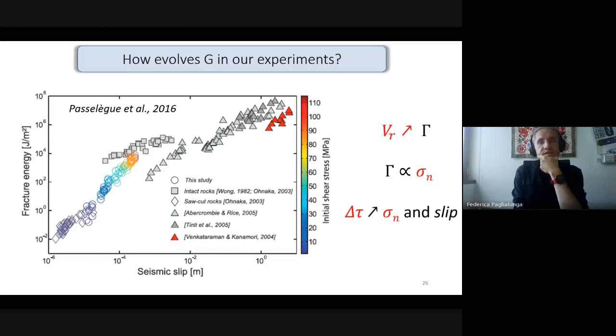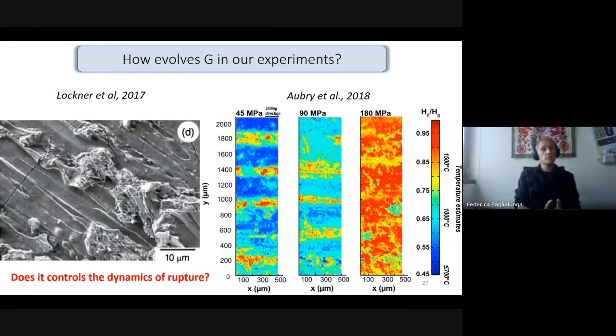The interesting thing is that in that case, our energy release rate, let's say the breakdown work, was a function of the normal stress acting on the fault. If we increase the normal stress acting on the fault, we induce a larger slip during the event, and we also increase the stress drop during the event. The problem is that this breakdown work in that case was mostly related to the activation of a weakening mechanism along the fault. Notably, when you induce stick-slip events at very high stress along the fault, you induce a complete melting of the fault surface.